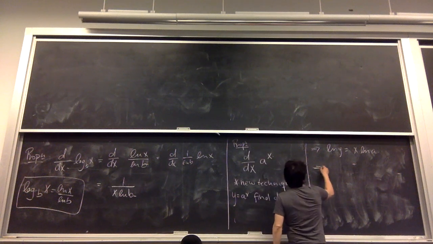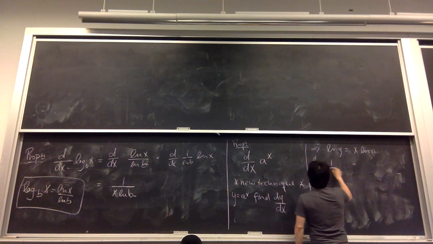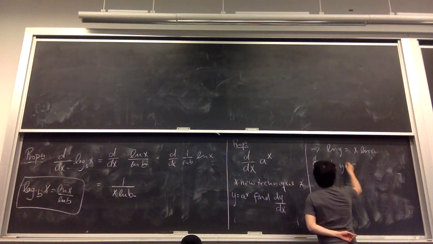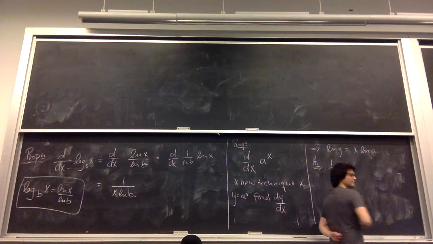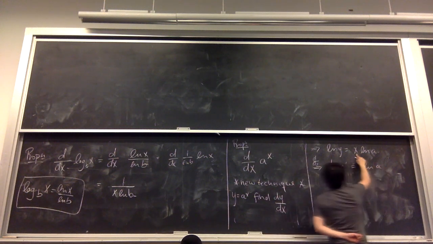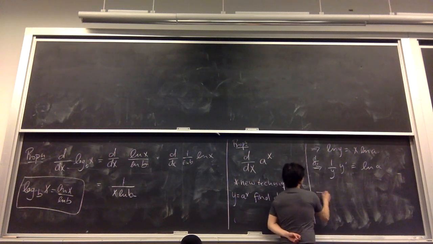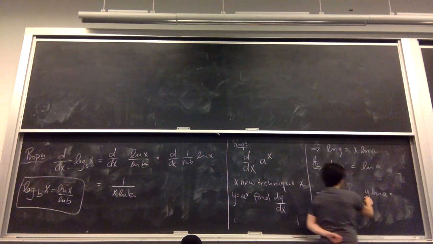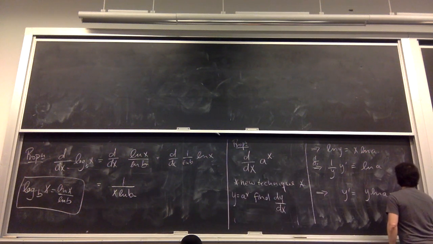Okay, but this means if I take the derivative of both sides with respect to x, I'm going to get 1 over y, y prime, because of chain rule, is equal to, what's the derivative of the right-hand side? ln a. Because the derivative of x is 1, and ln a is just a number, so don't treat it as anything special. This means that y prime is y ln a, but we know that y is equal to a to the power of x, so actually what we have is a to the power of x ln a.